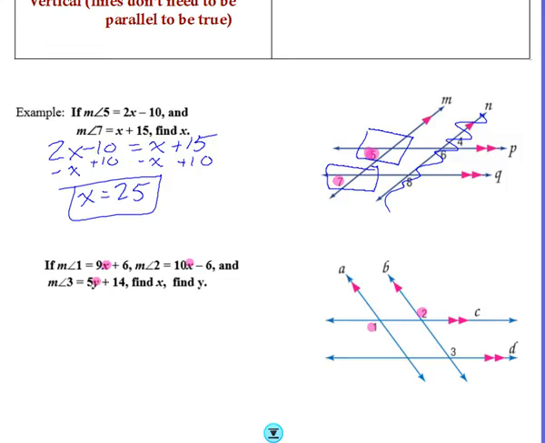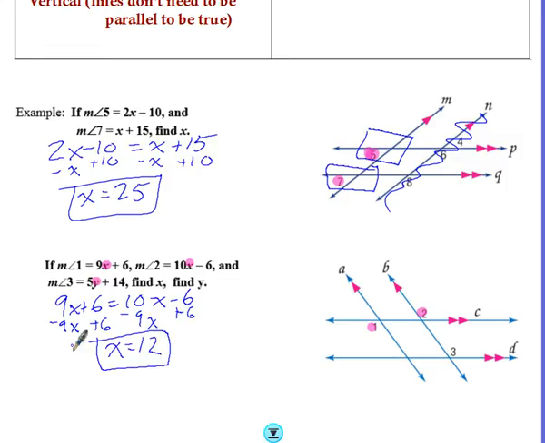So down here, we will do 9x plus 6 is equal to 10x minus 6. Now when I subtract 9x and add 6, we get an answer of x is equal to 12. So now we need to go and solve for y. So y is down in angle 3, right here.